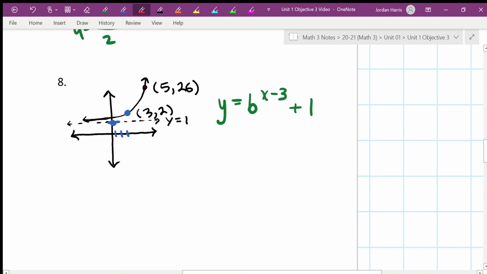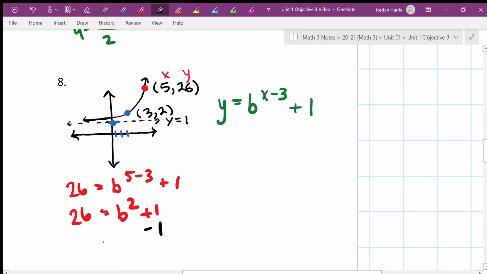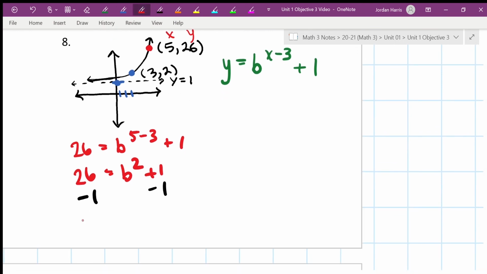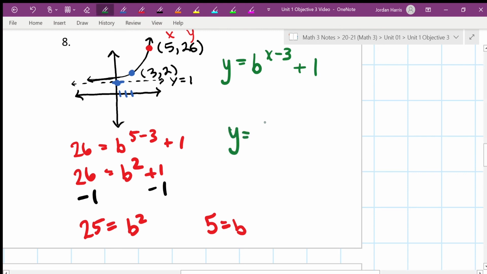And then I use the second point as things to plug in. There's no shortcut. You got to plug it in. Okay, so I get 26 equals b squared plus 1. Subtract 1 from both sides. So I get 25 equals b squared. So you could square root both sides or think what number squared makes 25. That would be 5. 5 squared makes 25. So 5 equals b.